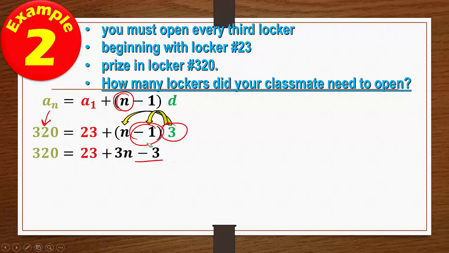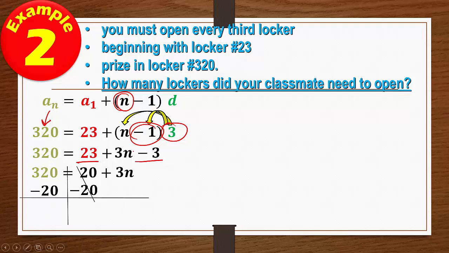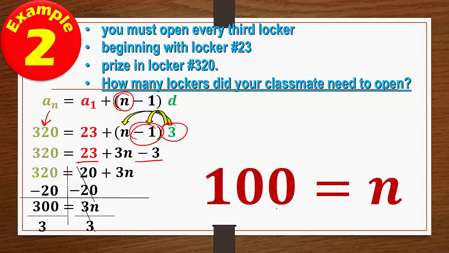Now, yes, you can do these two separately, this 23 and this -3, but it's much easier to combine them on the right side of the equation first because they are like terms. So we're going to rewrite it as 20 plus 3n. Then we'll subtract 20 from both sides, which will give us 300 equals 3n. And then you'll divide both sides by 3 to get 100 for your answer. So your classmate had to open 100 lockers.